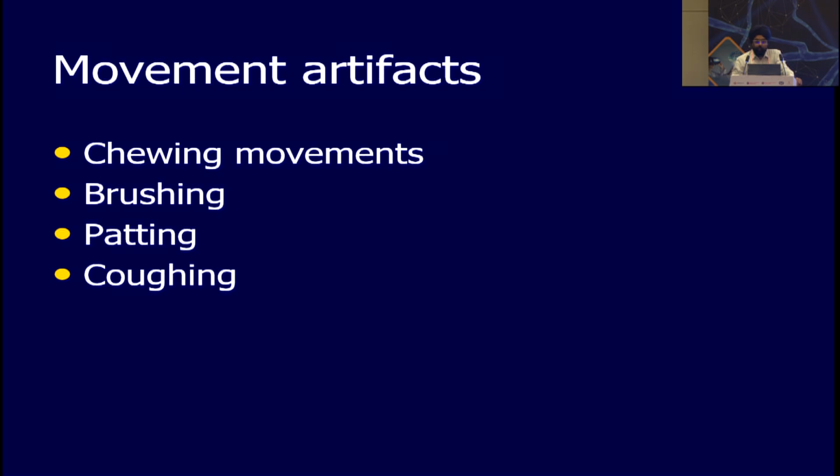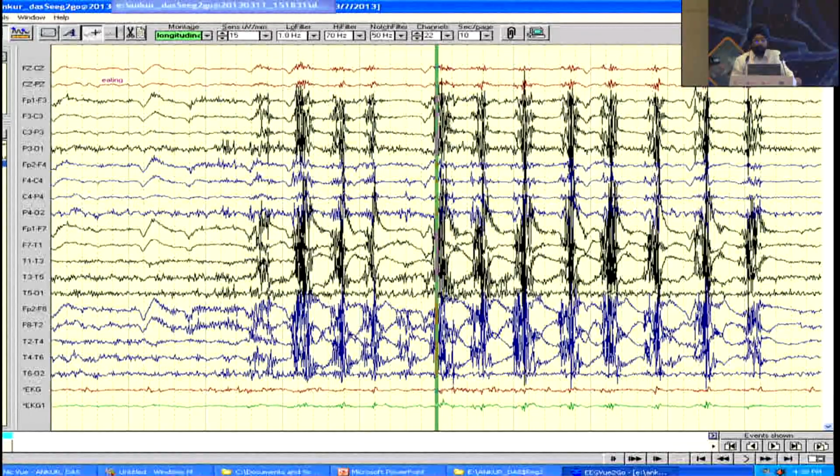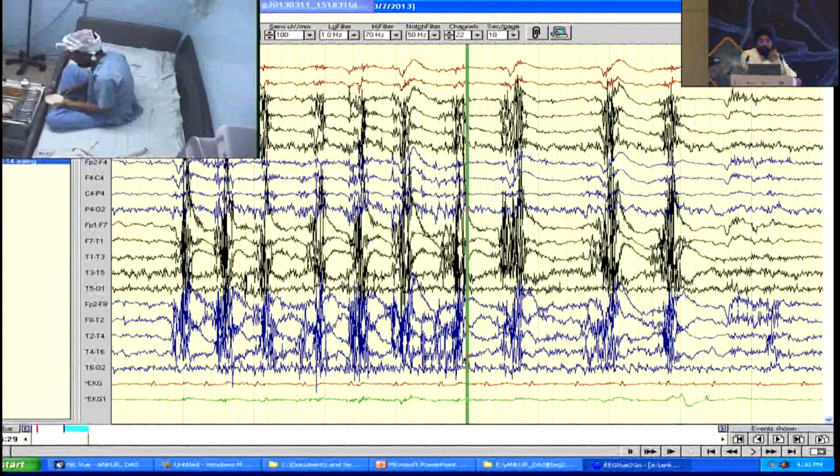Movement artifacts: chewing, brushing, patting, coughing. All of these can cause artifacts. So this is a chewing artifact. It's more prominent over the lateral leads, over F7 T1 and F8 T2. This is from video EEG, where we can see the patient having his meals, and along with that there's an eating or chewing artifact. Sometimes the video at that time might help you to diagnose, okay, this looks like an artifact.